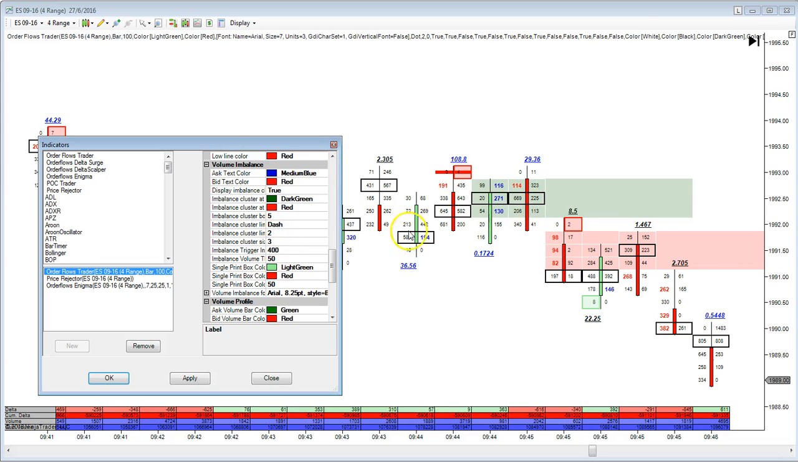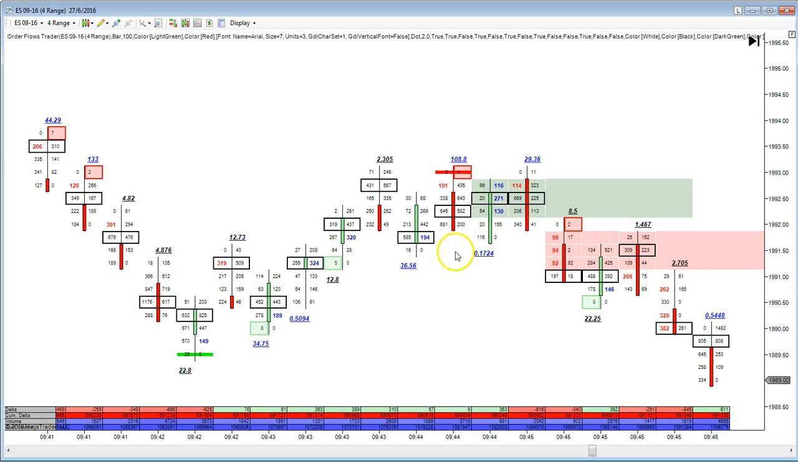And the imbalance trigger, if you wanted 400%, you'd put in 400. If you wanted 300%, or 1,000%, you could adjust it. And minimum volume. Say you only want to see stacked imbalances that are above 200 lots, you can do that. You could put in 200, so you'd only see this one. This wouldn't qualify, this wouldn't qualify.